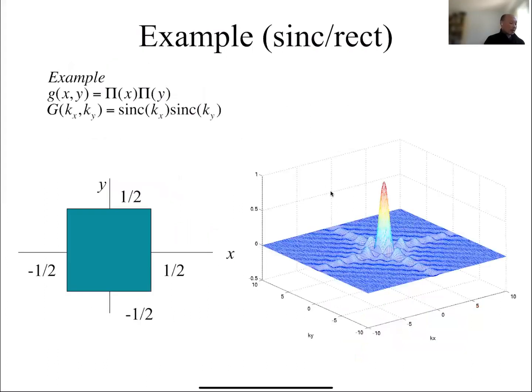So this is what it looks like. Here is the rect function. What we said is that the Fourier transform of the rect function is just two sinc functions, sinc kx times sinc ky, and that's what it looks like. I have a sinc along kx, which goes like this, and a sinc along ky, which goes like this. Multiplying the two together gives me this two-dimensional function, which is defined at both x and y, kx and ky locations.